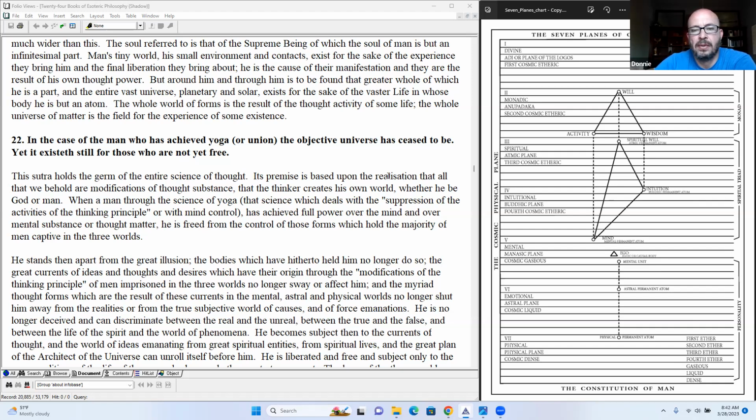Its premise is based upon the realization that all that we behold are modifications of thought substance, that the thinker creates his own world, whether he be God or man. When a man, through the science of yoga, the science which deals with the suppression of the activities of the thinking principle, or with mind control, has achieved full power over the mind and over mental substance or thought matter, he is freed from the control of those forms which hold the majority of men captive in the three worlds.